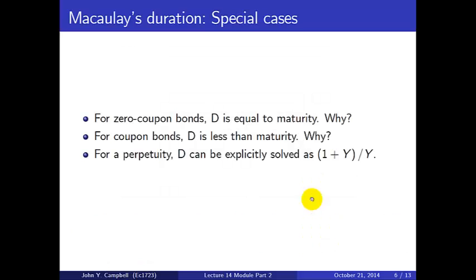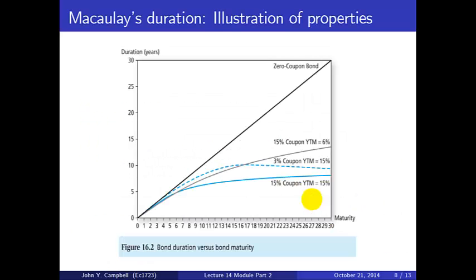So we're going to move back forward now to look at this figure from Bodie, Kane, and Marcus. This is plotting duration against maturity. If we have a zero coupon bond, that's just the 45-degree line, because duration equals maturity. For coupon bonds, these curves lie below the 45-degree line, showing you that duration is less than maturity.